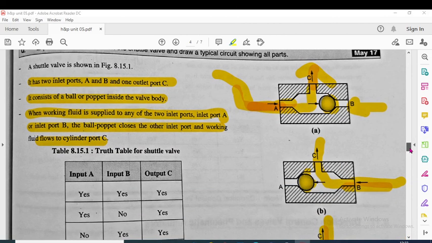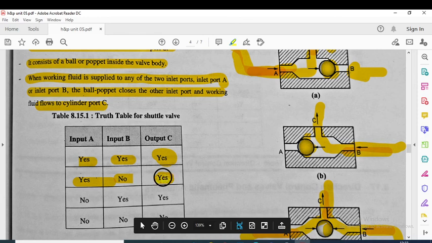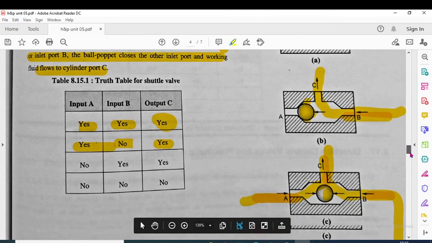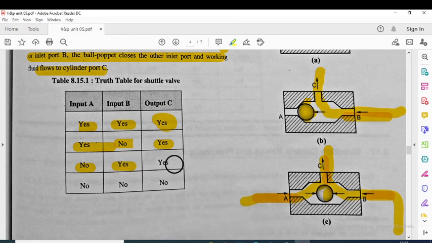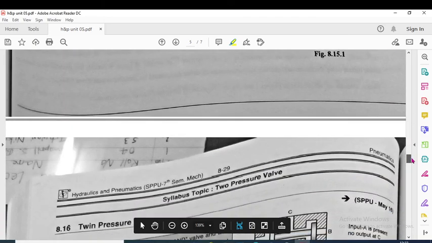Okay. Here you can see the truth table. If A has inlet and B has incoming air, then the port C has the output. If A has input and B has no input, the port C still has the output. Similarly, when A has no input and B has input, at that time C also has the output. And if A has no input and B has no input, then no output is obtained from this port C. Okay.